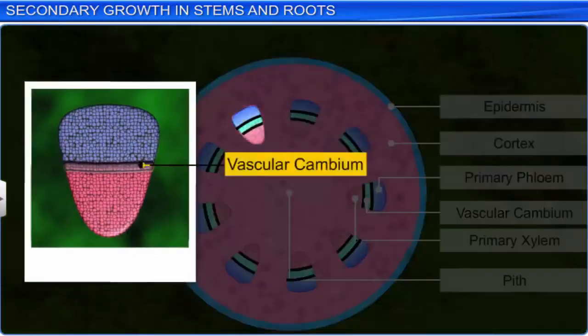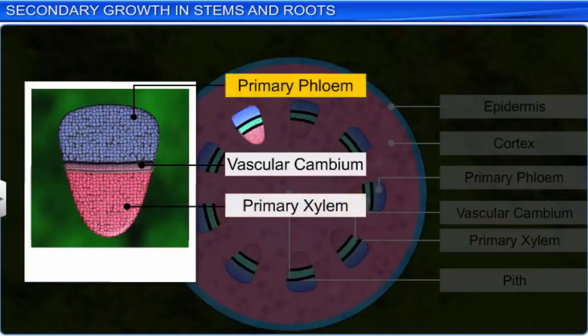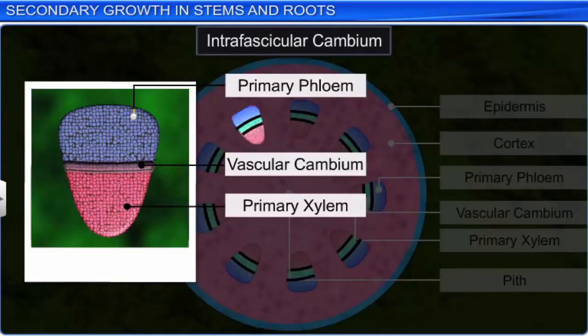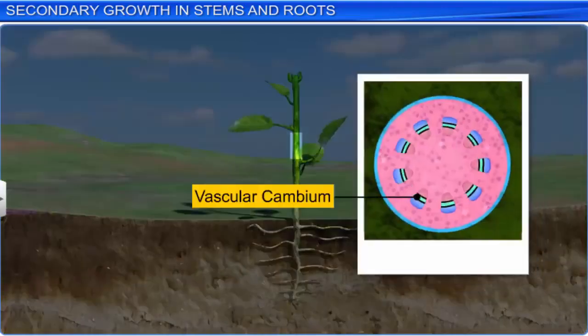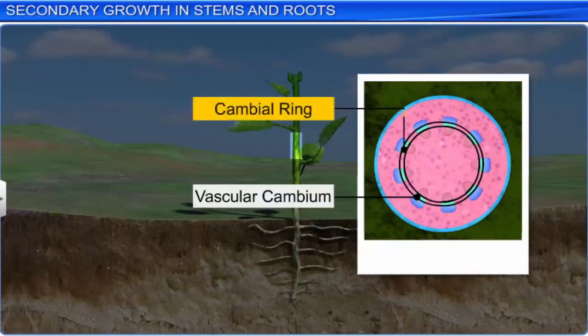The vascular cambium, located between the primary xylem and primary phloem of a vascular bundle, is also known as the intrafascicular cambium. When the stem is young, the vascular cambium is present as a patchy single layer. However, in the later stages, it develops into a complete ring, also known as the cambial ring. Let's understand how this ring is formed.